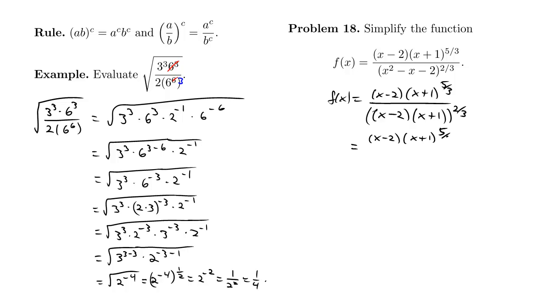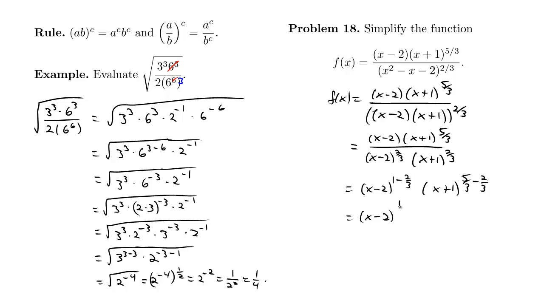Now we see that the terms in the denominator match those in the numerator. Let's look at x minus 2 to the 2 over 3. This is the same as x minus 2 to the minus 2 over 3 if it were written in the numerator. Therefore, we can add the exponents on the x minus 2 in the numerator and the x minus 2 in the denominator to get x minus 2 to the 1 minus 2/3. We can do the same for the powers of x plus 1.